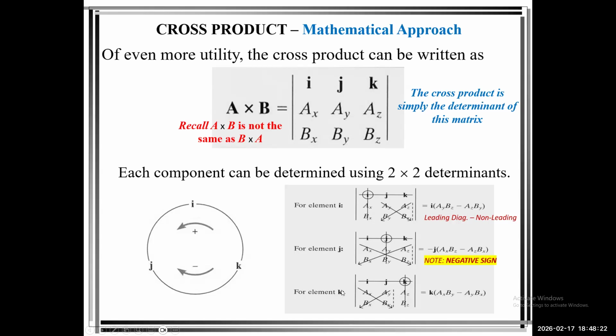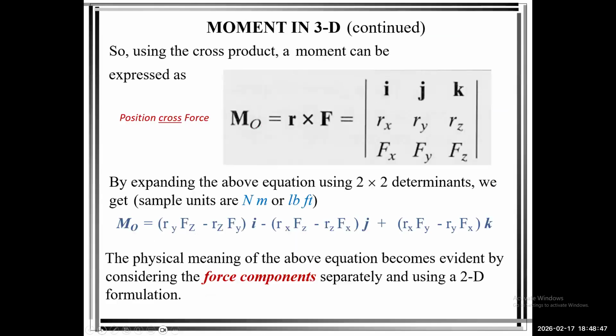And similarly, for K, you exclude everything except K up here, put back K, and you're going to do the same thing. So this is leading, non-leading. So this is AX, BY, first one. Then you go AY, BX, right? And so you would have found the determinant, and this would help you now to find the moment. So using the cross product, the moment about the origin can be expressed as R times F.